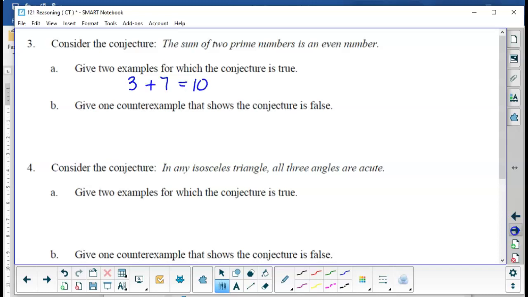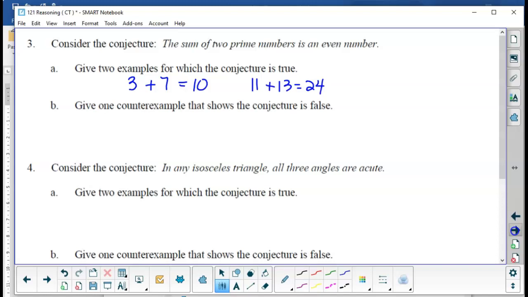Okay, how about 11 and 13? So we've added 2 prime numbers and we get an even number. Give 1 counterexample that shows that the conjecture is false.